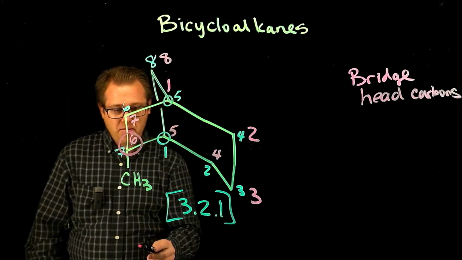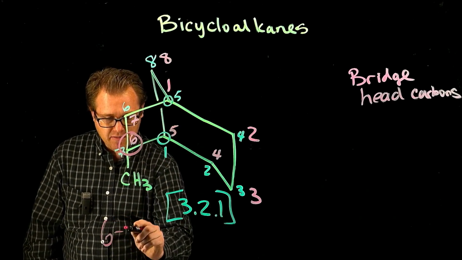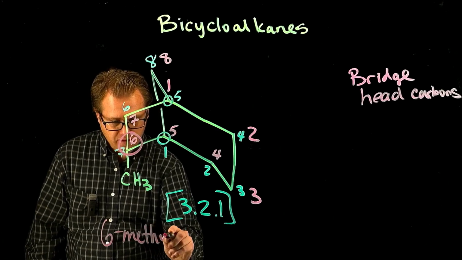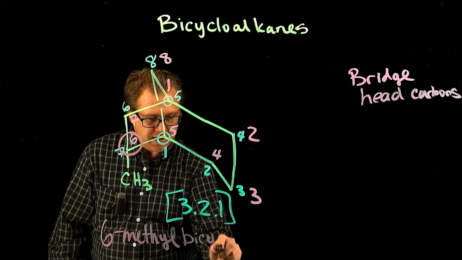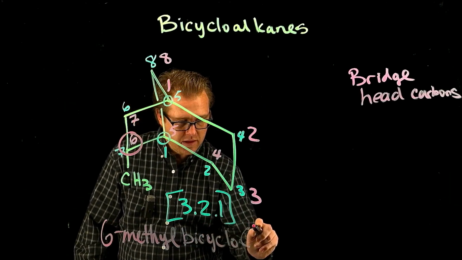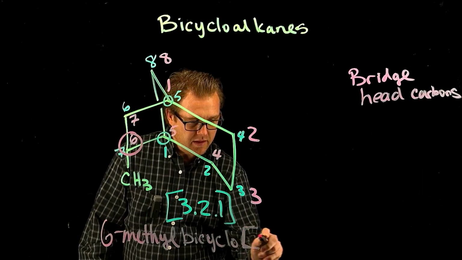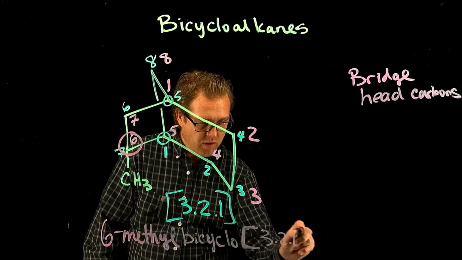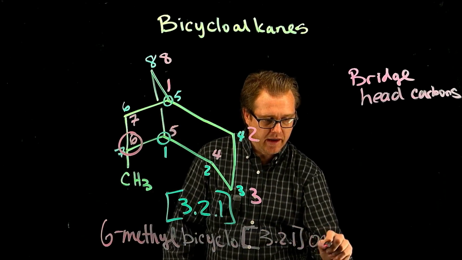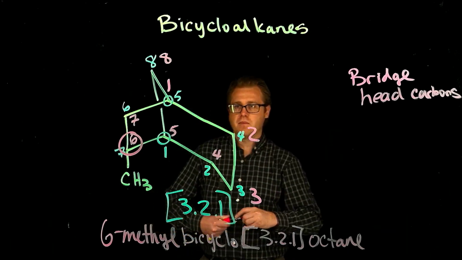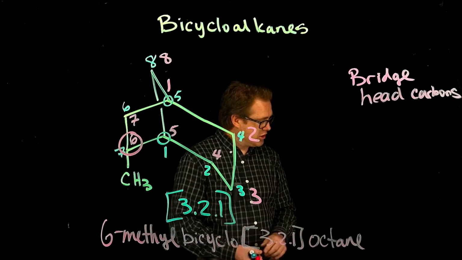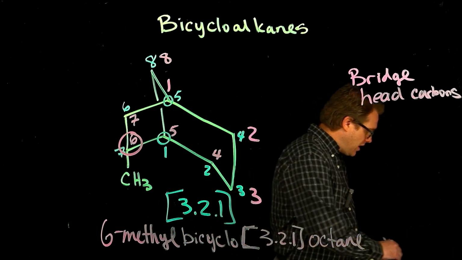So the name of this compound is going to be 6-methyl bicyclo 3.2.1 octane. All right. So that's the nomenclature for bicyclo compounds.